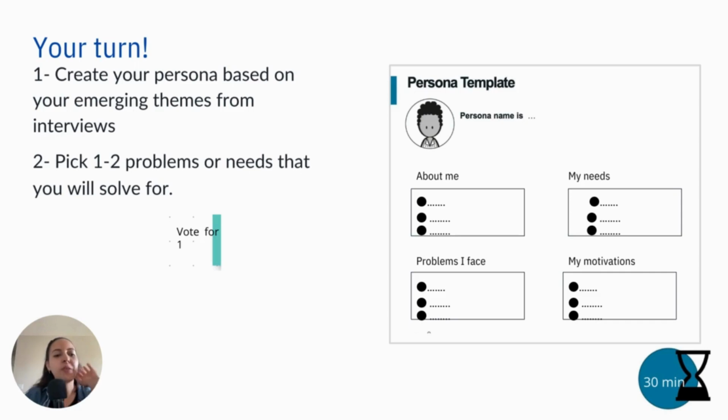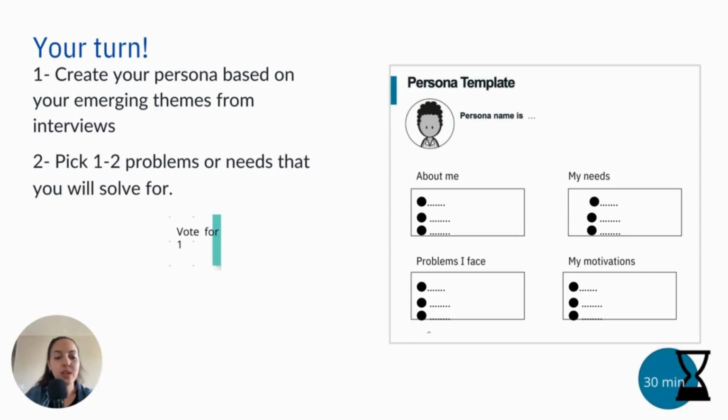So now I want you to go and work on this persona template. This is very basic. You can go and research personas online. There are plenty of examples on Google. But with this persona template, you need to say, okay, the persona name, about me, my needs, my motivations, problems I face. And I want you to create your persona based on your emerging themes from interviews. And then pick one or two problems and needs that you will solve. This is what I'm saying, define. So fill out this, create a PowerPoint or whatever tool you're using, or even pen and paper, and summarize everything in this persona based on the clusters you found out.